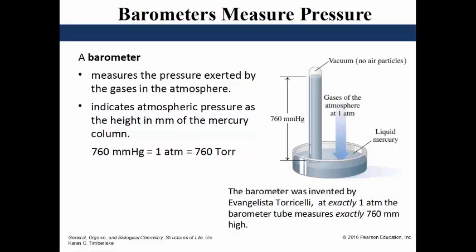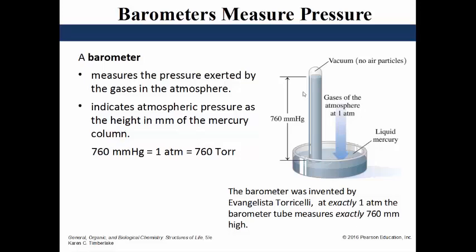So what you have here in this image is a small container filled with liquid mercury. The gases of the atmosphere will push down on this liquid. That will cause the liquid mercury to rise up exactly a height of 760 millimeters. So that's why this is referenced as millimeters of mercury. It is literally talking about a specific height of an element.